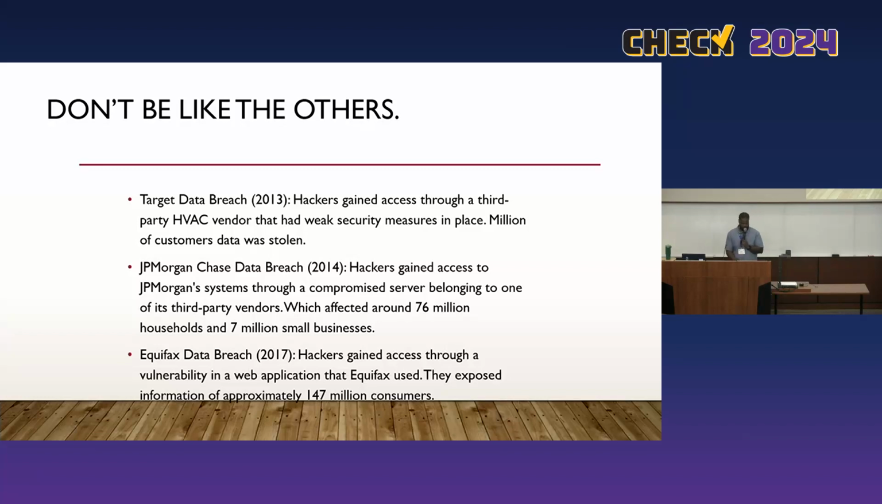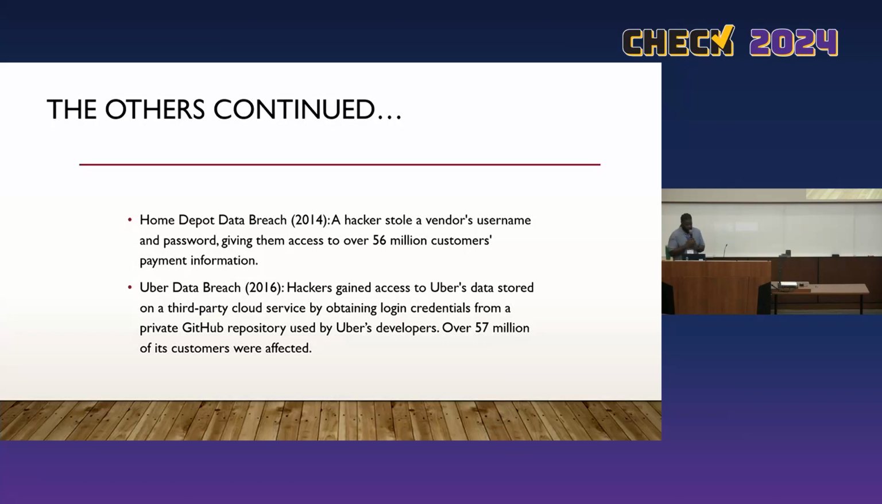J.P. Morgan, they were compromised as well because of a third-party vendor. Equifax, they were compromised as well. The others continued. Home Depot, I don't know if anybody knew about that, but they were stolen from as well. Uber, they were compromised as well.